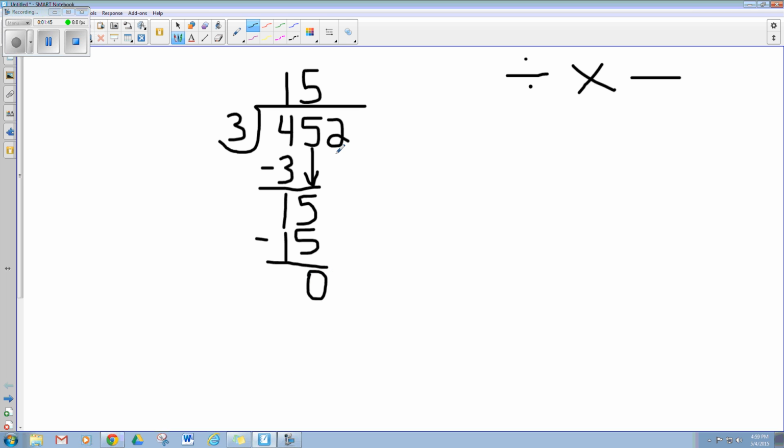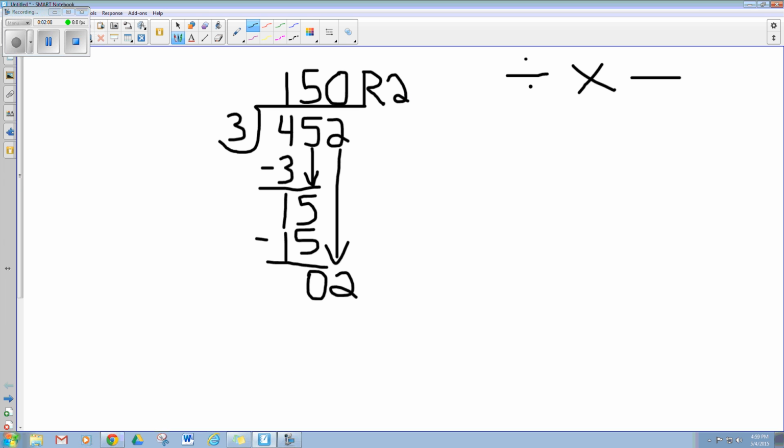We're not done yet because we haven't used this 2, so we need to bring our 2 all the way down to the bottom. And then we say, how many times does 3 go into 2? And it doesn't. So we'll add a 0 here to hold our place, and we will say our answer is 150, remainder 2.